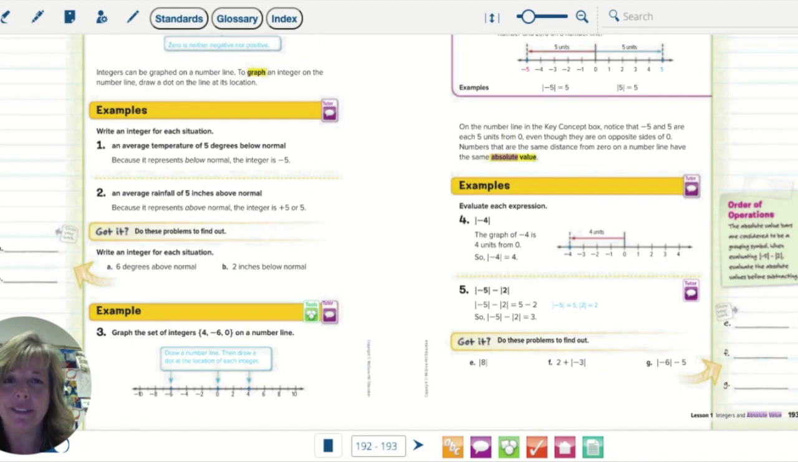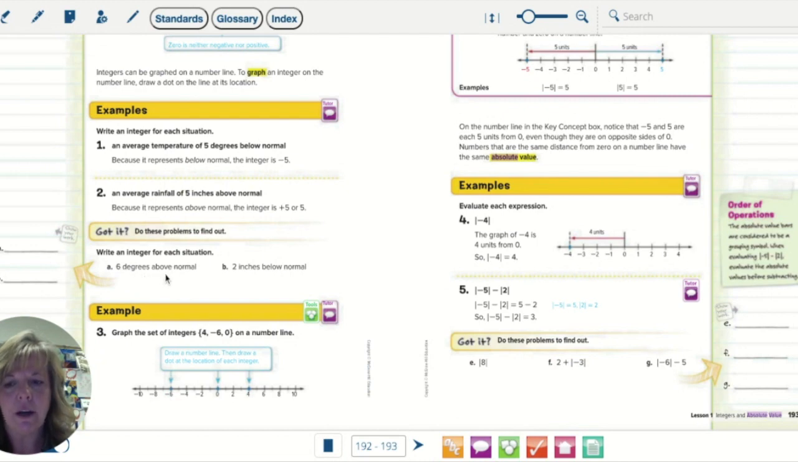But mathematicians are lazy, and you will not see that +5 very often with the plus sign in front of it. They want you to assume that if there's not a negative there, that it's a positive number. All right, so let's try to write an integer for each situation.